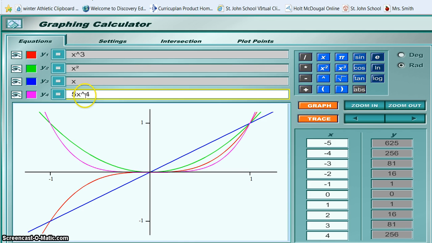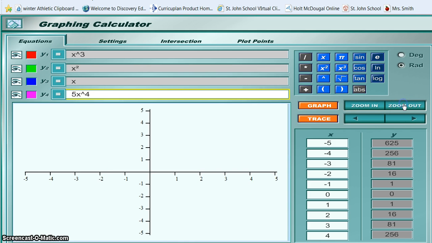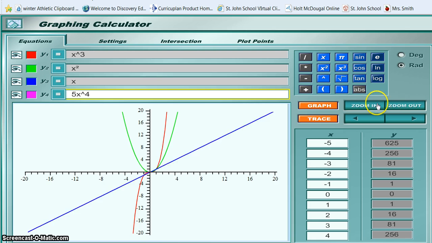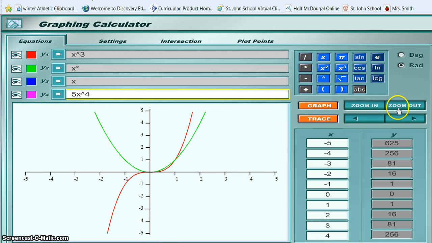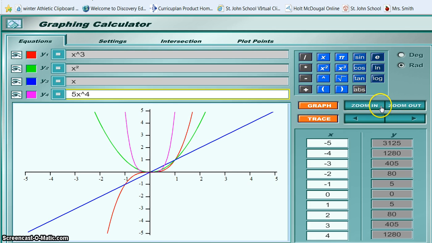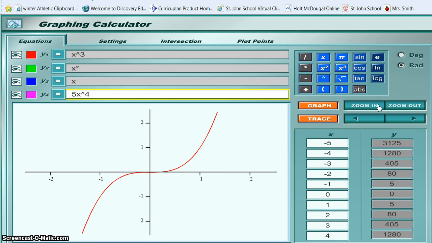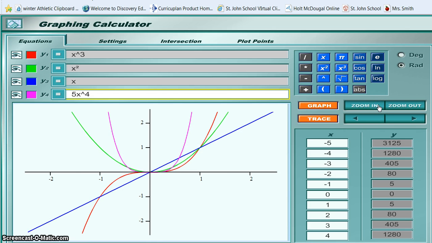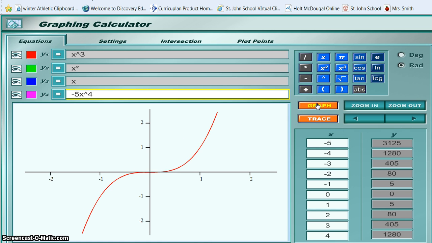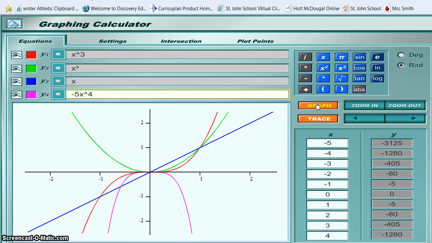Now let me do this. Let me multiply by 5. Let me zoom out a little bit. Okay, whoops, that's too far out. How about right here? And can we see it yet? No? No, it's hard to see, but it's a W shape. And if I actually put a negative in front, what do you think will happen? Very good. It's going to go upside down. Yay! Because it does the same as our quadratic or our cubic.